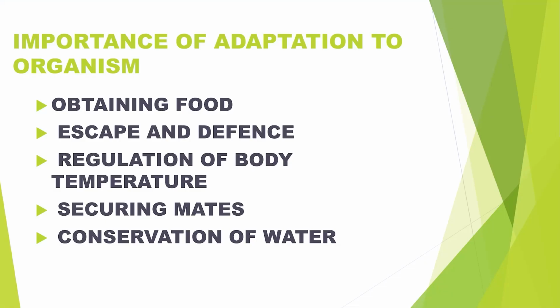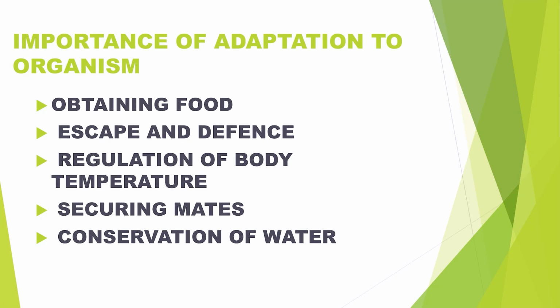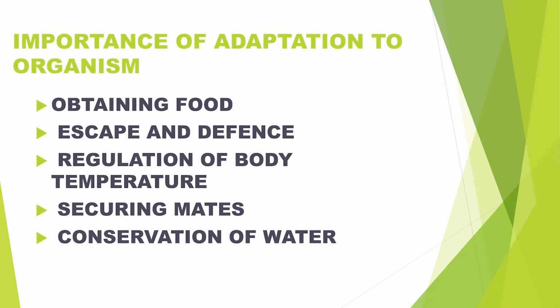Number 1, every organism has these adaptive features to be able to obtain food. You all know that food is very, very important to every living organism. Number 2, for escape and defense. Escape from the predator and defense too. Number 3, regulation of body temperature. And number 4, to be able to secure mates. And the last importance of adaptive feature or of adaptation is for conservation of water.